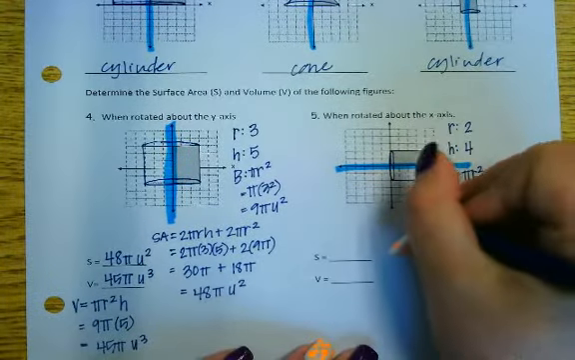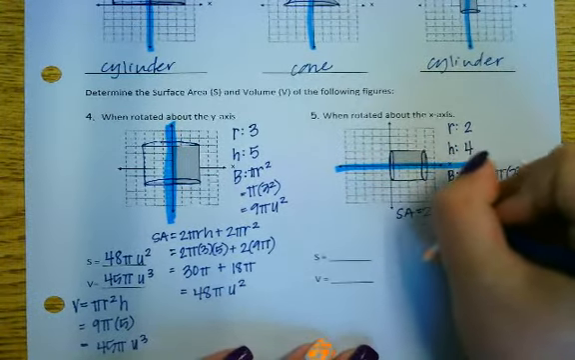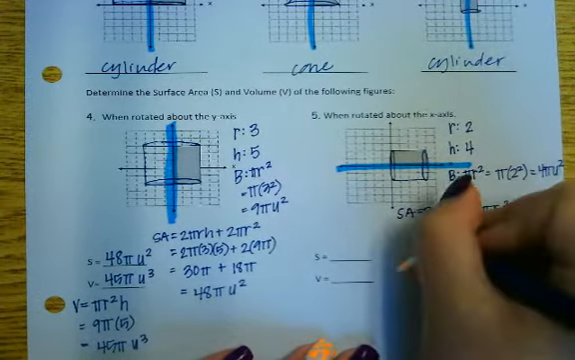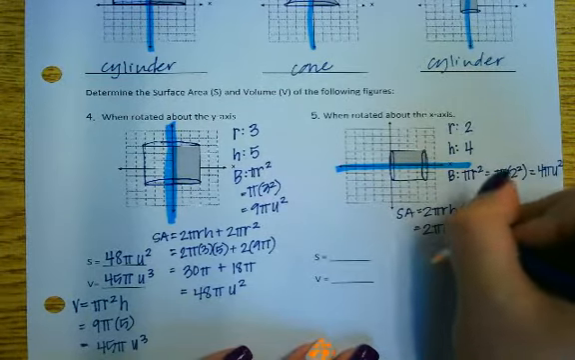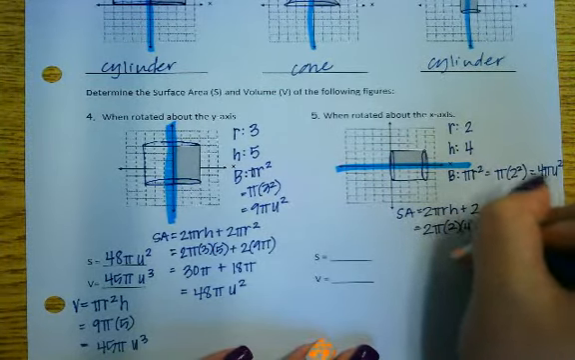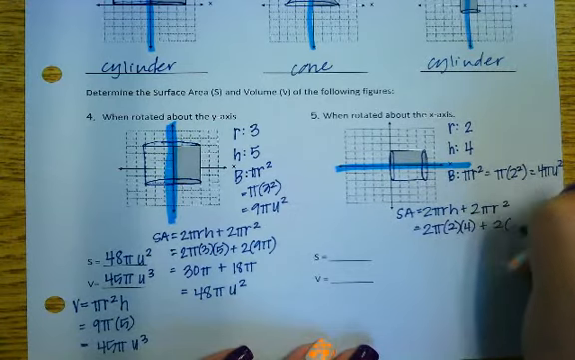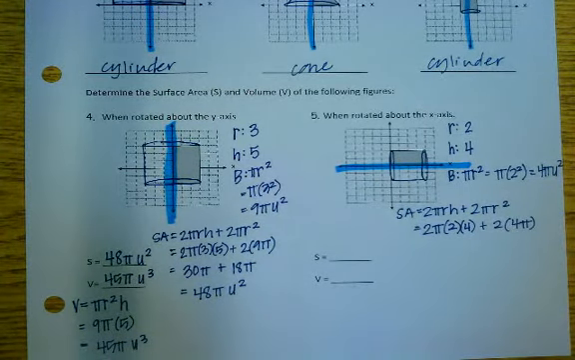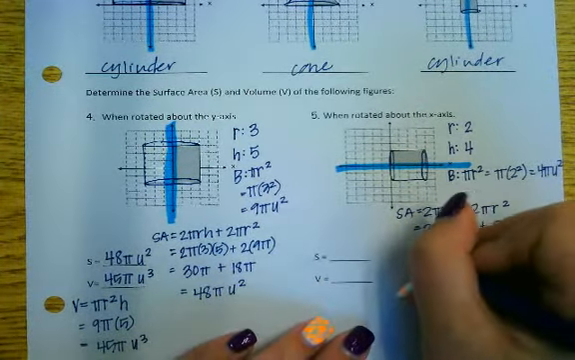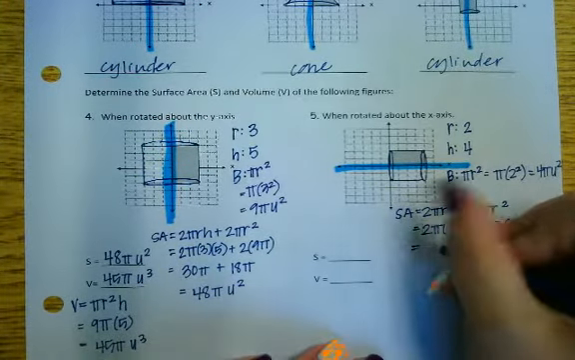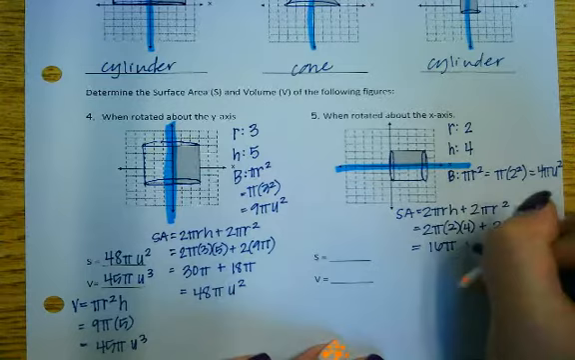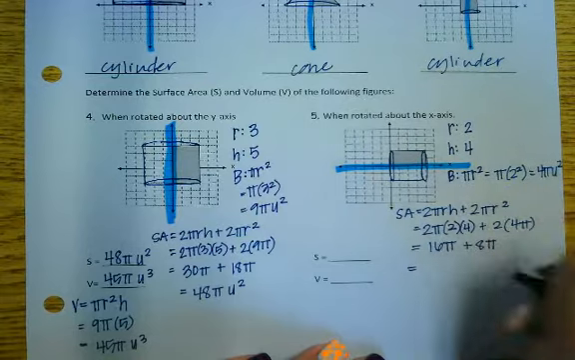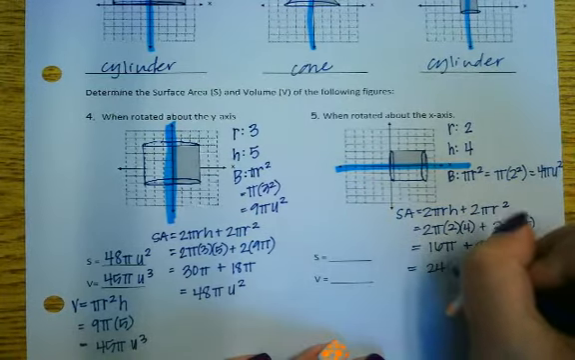Okay, so again, surface area equals 2 pi r h plus 2 pi r squared. Four times 2 times 2. So what is our total surface area? 24 pi units squared. Awesome.